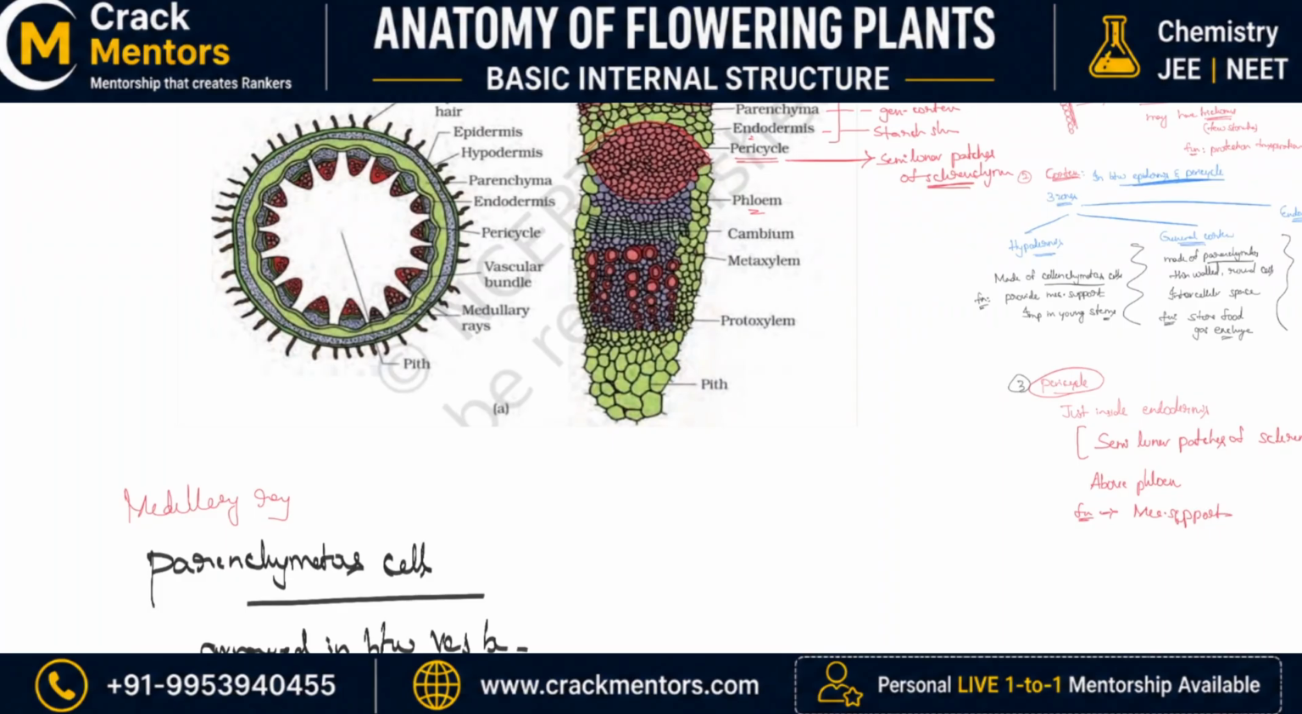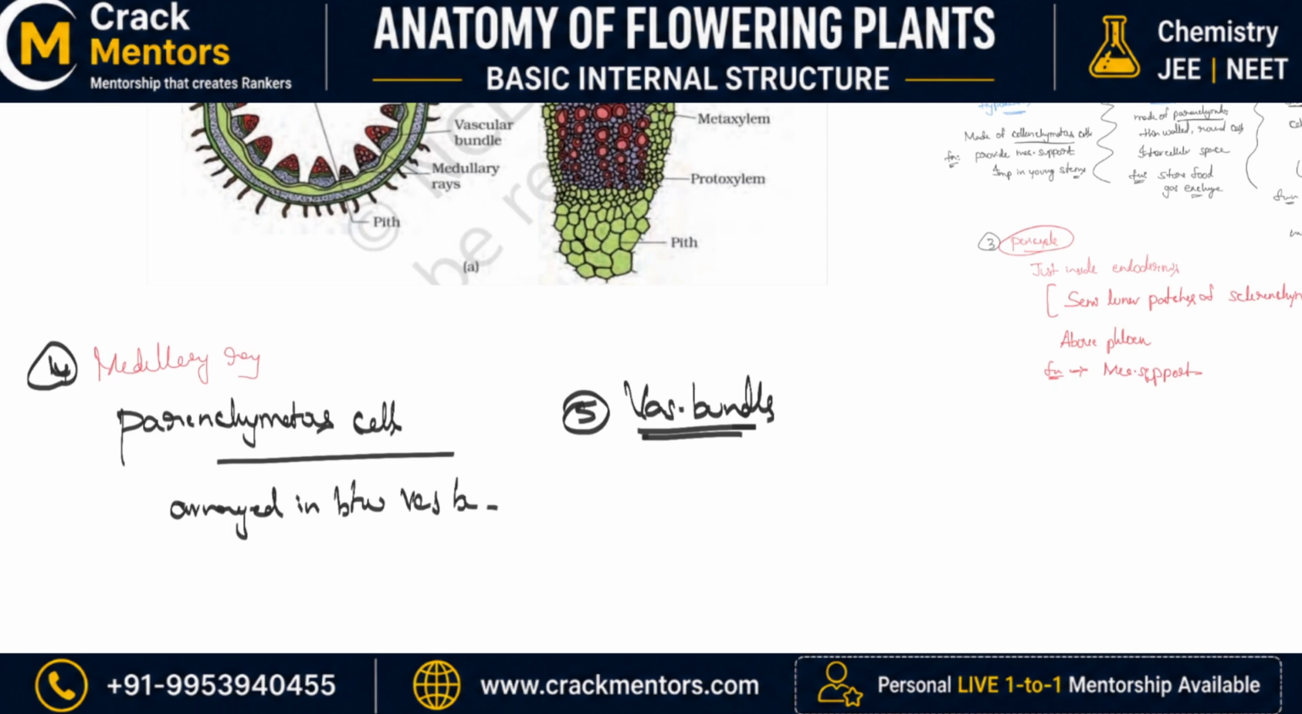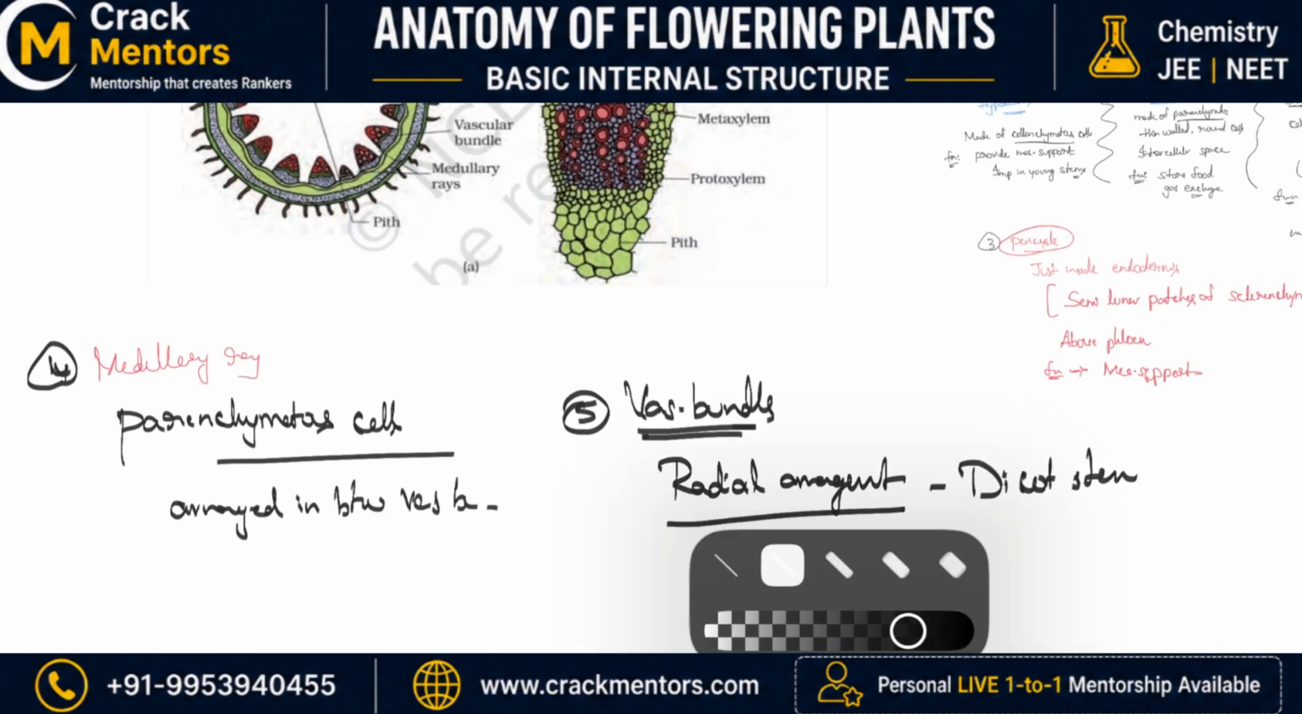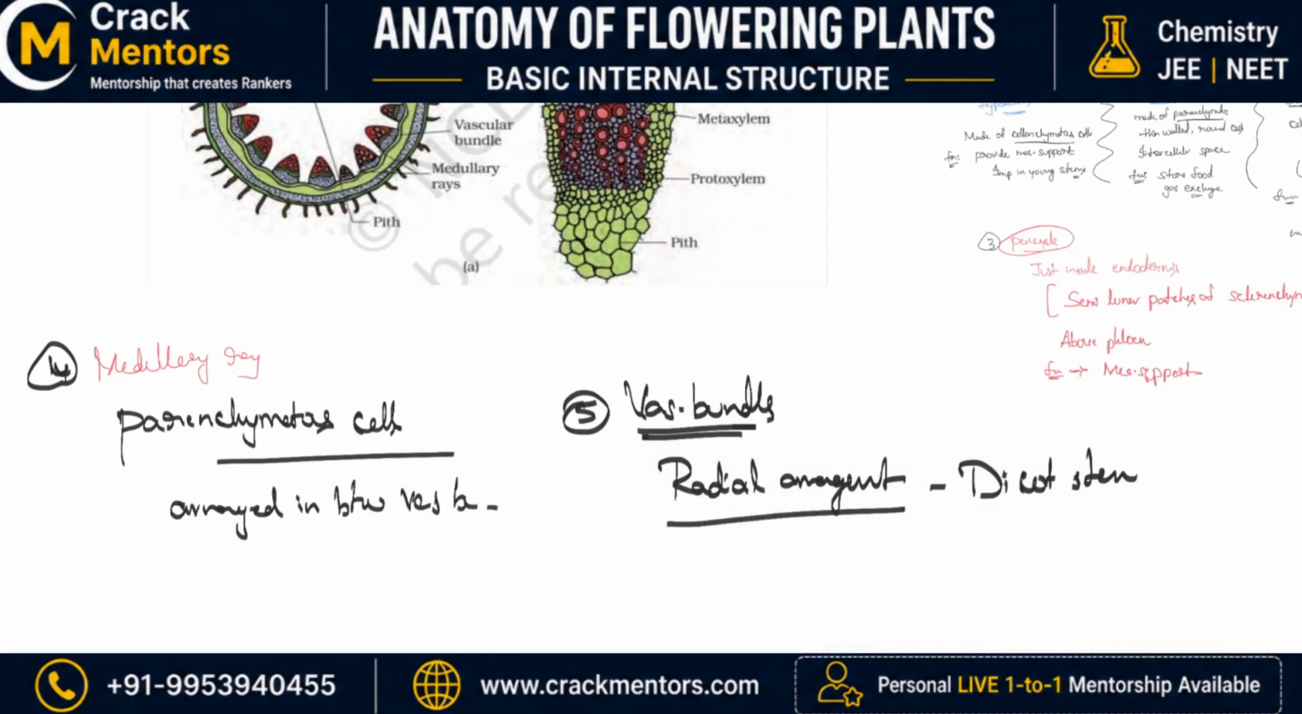After the medullary rays, the fifth part we see is the vascular bundles. The vascular bundles are arranged in a ring. So the radial arrangement of vascular bundles is the characteristic of the dicot stem. We have seen this in the morphology of flowering plants, that we have radial arrangement of vascular bundles in dicots. That is, the xylem is at one radius and the phloem is at another radius.